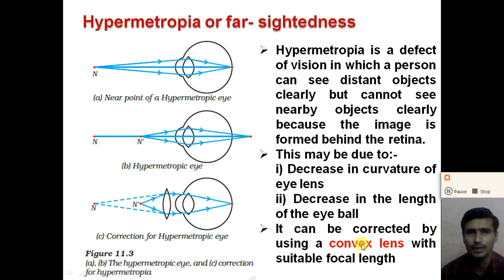Understand, dear student, hypermetropia. In hypermetropia the person can see a distant object clearly, right? Far objects clearly, but cannot see the nearby object clearly, and this defect can be corrected with the help of the convex lens with the suitable focal length.